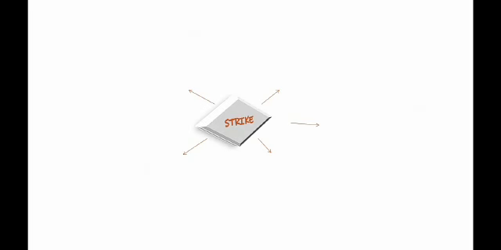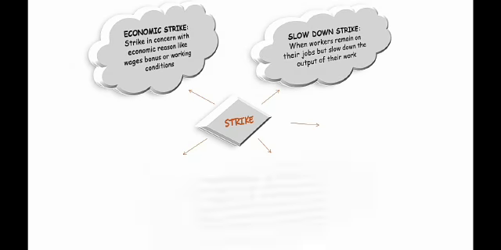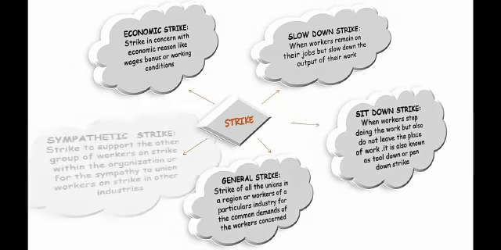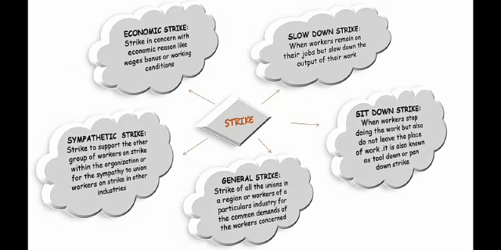In strike, it is classified into 5 types. Number 1, economic strike. This strike is made by the employees to fulfill their economic demands like increase of wages, salaries or bonus, etc. Number 2, sympathetic strike. This type of strike is done by the employees to express sympathy for the injustice being done to any member of their union. Number 3, general strike.